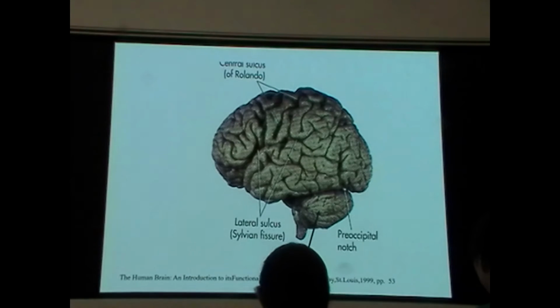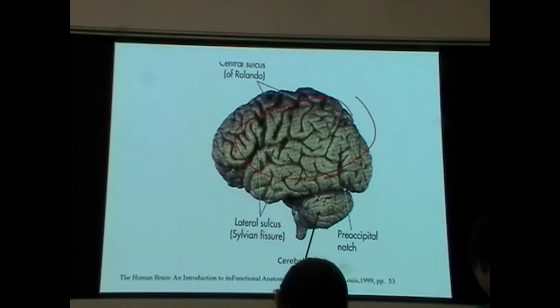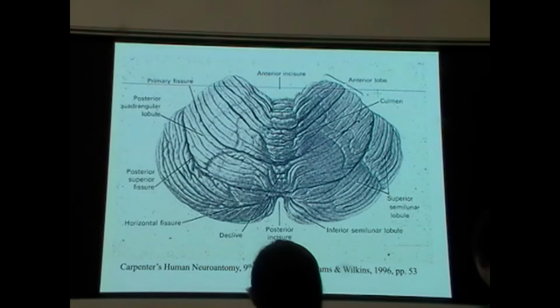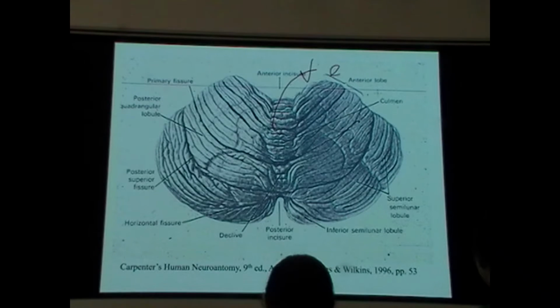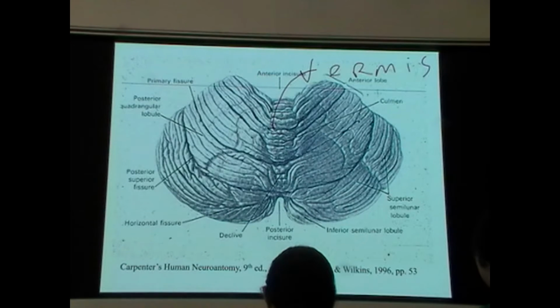Okay, so here's the larger cerebral cortex and the smaller cerebellum, and then this area under here is the brainstem. If we look at the cerebellum from the standpoint of its anatomy, looking down on the top of it, you see this area here. That's the vermis, or the worm, okay? And then out here are lateral lobes.